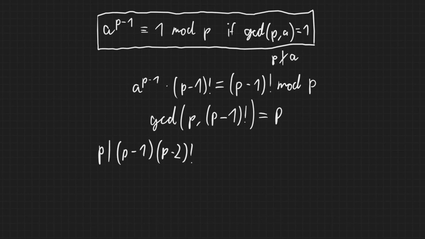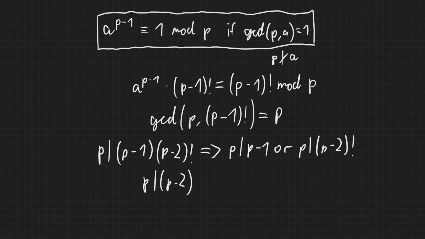So we can apply Euclid's lemma, which says that this is only the case if p either divides p minus 1 or if p divides p minus 2 factorial. p obviously does not divide p minus 1 because p minus 1 is smaller than p. So p would need to divide p minus 2 factorial.